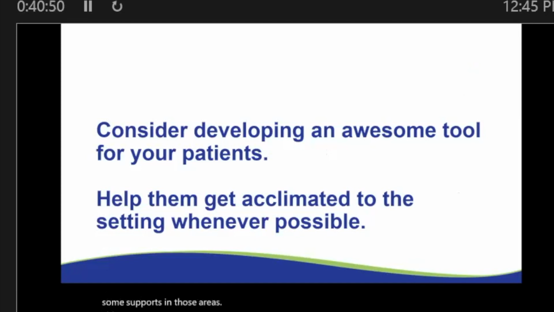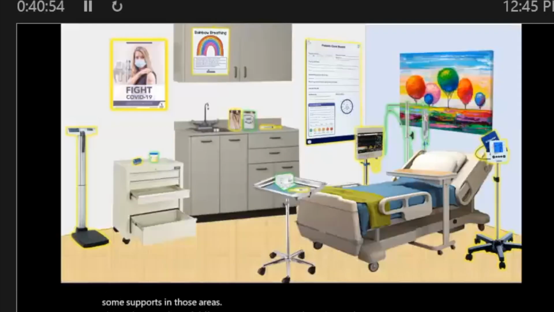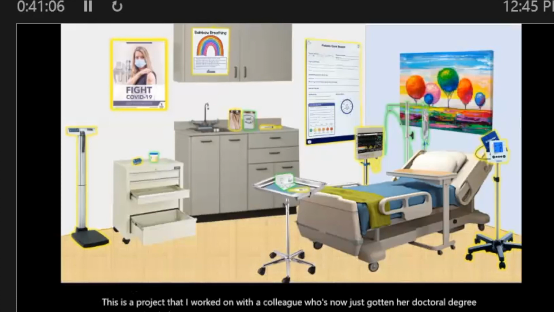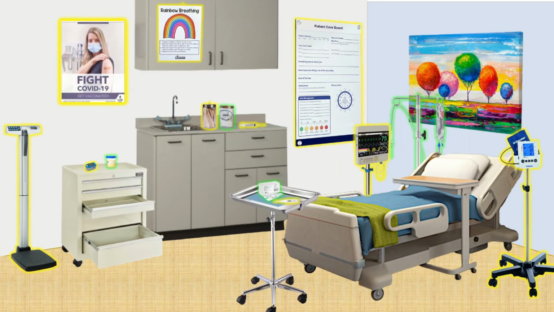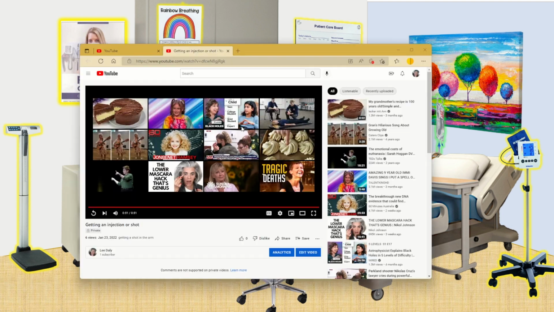There are lots of different ways to get people acclimated when they're coming into a hospital. This is a project that I worked on with a colleague who's now just gotten her doctoral degree. Her name's Chelsea Pierce. And she came up with this idea of developing a model of a room that they would be in, and then building into it places where you could click on things to see what that does.